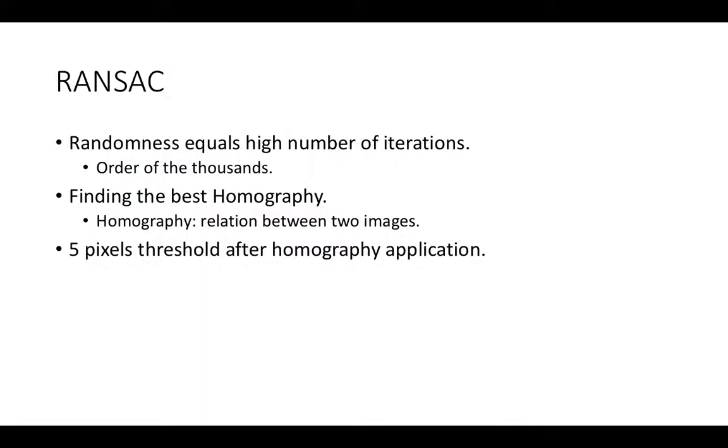Now, RANSAC is a great algorithm that we used a number of times during this class. Due to the nature of the algorithm with randomness, you have to set a high number of iterations. Anything in the order of thousands works great. The job of RANSAC was to find the best homography, which is a relation between two images. So we take a sample of 4 points, and then we estimate a homography using that, and then we apply it and see how far the new points are from the original points. We had a 5 pixel threshold, and we will look at the results right now.